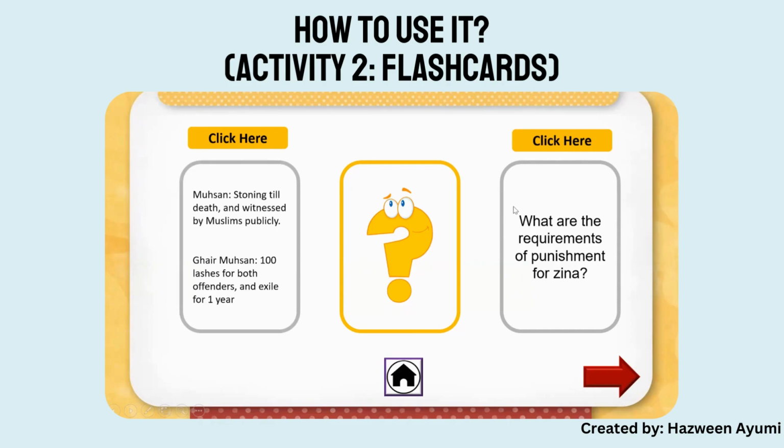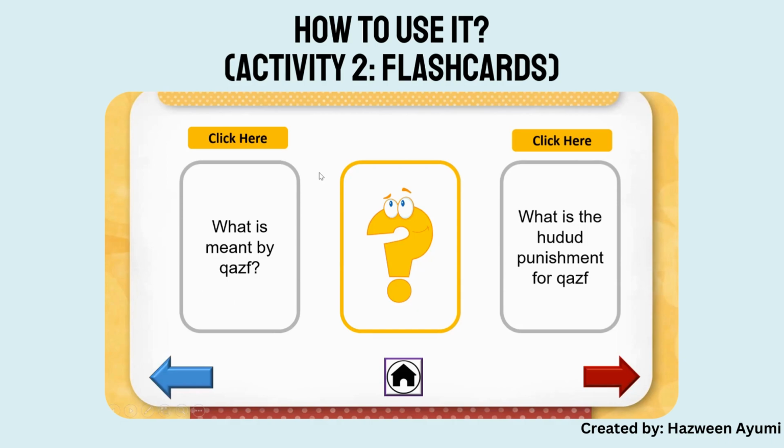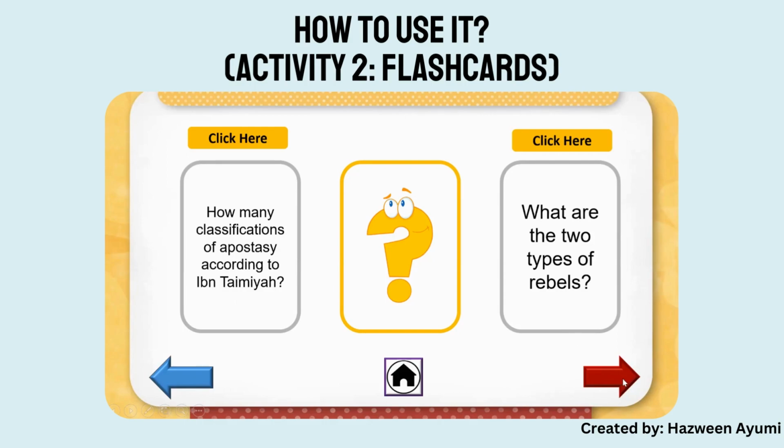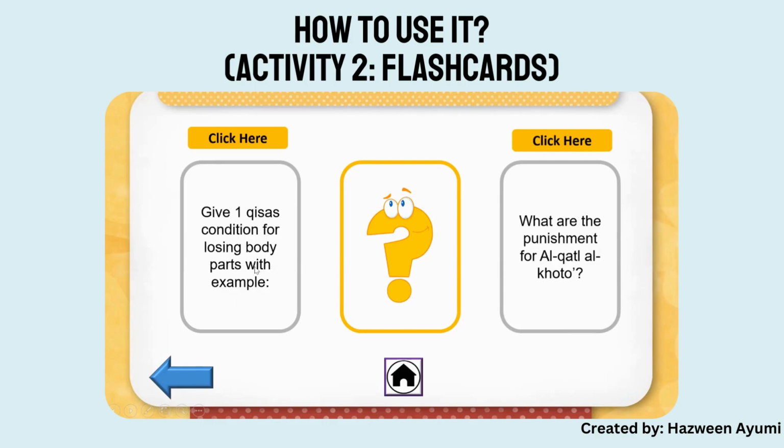After they have discussed with their friends or verbally, they can click here to get the answers. To move to the next flashcard, they can tap the right arrow button and it's going to show the next flashcards. So this is the end of the activity 2. There are flashcards with various questions about alcohol, theft, apostasy, rebels, cases of losing bodies, injuries, and also homicide. That's all for activity 2, flashcard. And to go back to the main page, you can push the home button.